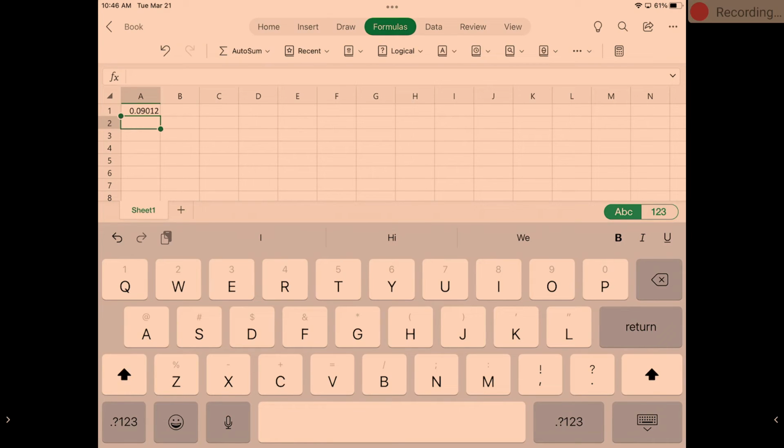Now, that 0.09012 is what we're looking for. Is that the answer? Well, that is your percent, but in decimal form. So it's 9%, or 9.012%, because to change a decimal to a percent, we move the decimal two places to the right.